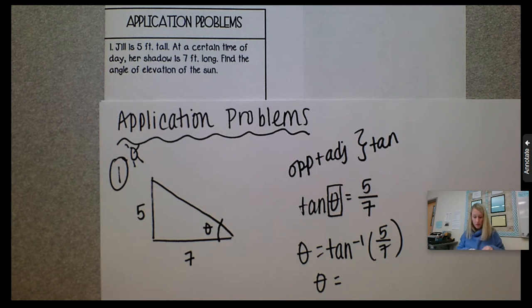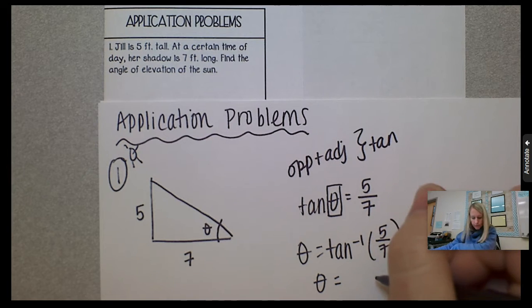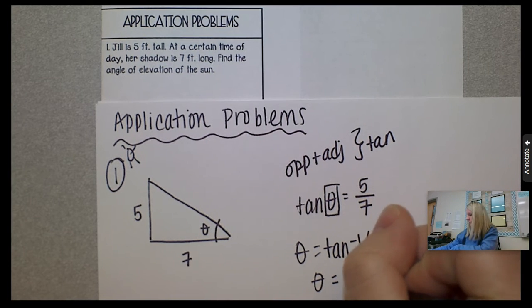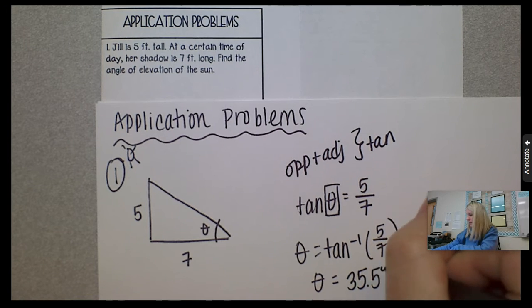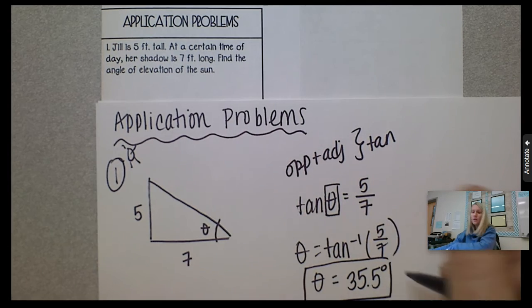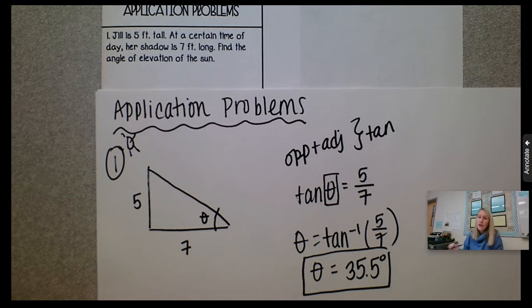Okay, so I'm going to do the inverse tangent of 5 over 7. And it's going to be like 35.5 degrees. And that would be your answer to number 1. So once again, you may have tried that yesterday. Thank you if you did. If you didn't do it, write it down now.